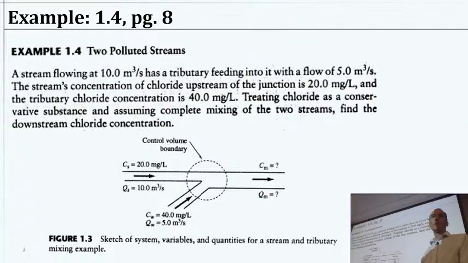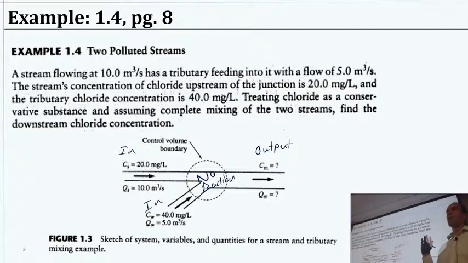So just a glance back at what we did last time. Given that way of thinking about it, we had two inputs, an input here, and an output. We said there was no reaction. So the mass balance became inputs equal outputs. The other thing we can say is the word problem itself told us chloride is conserved, or is a conservative pollutant. Treating chloride as a conservative substance, assuming complete mixing.